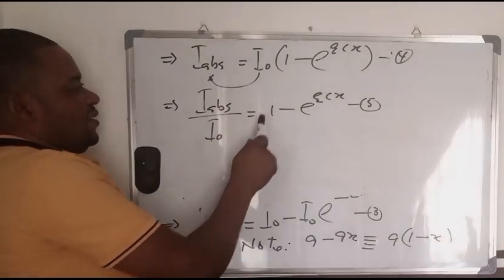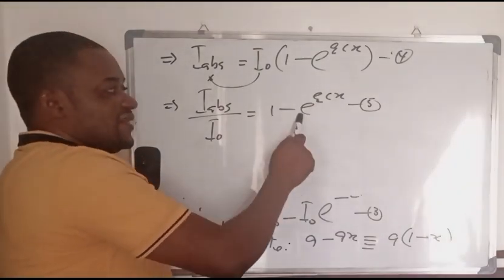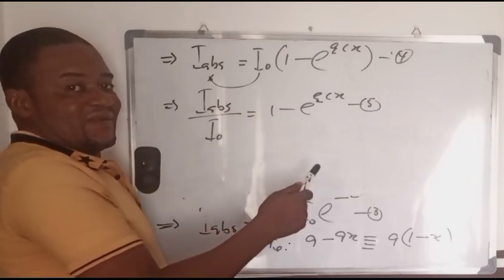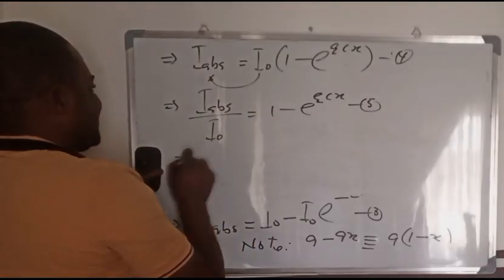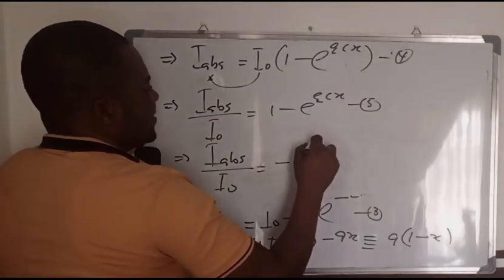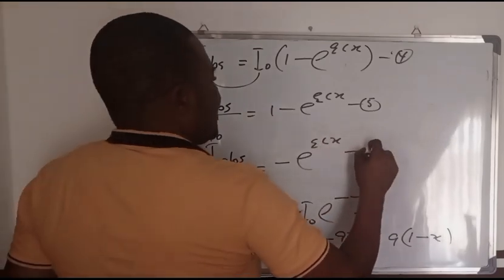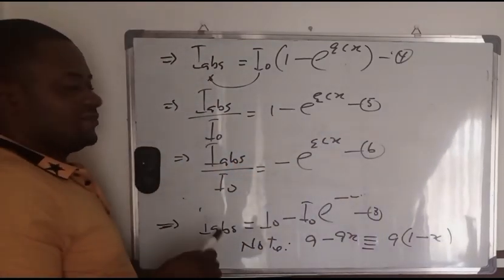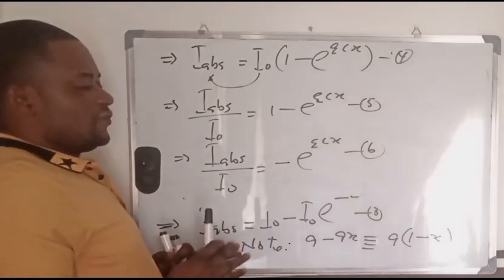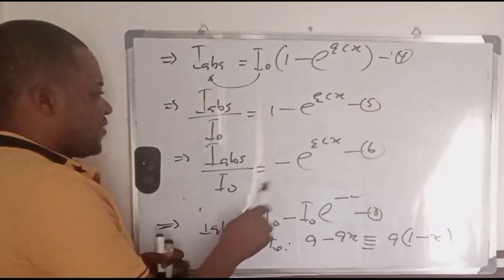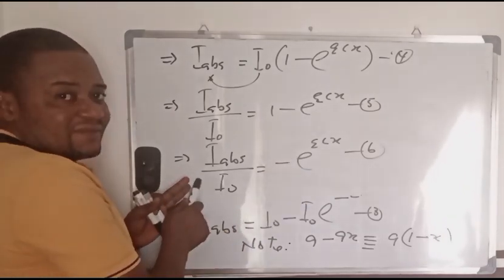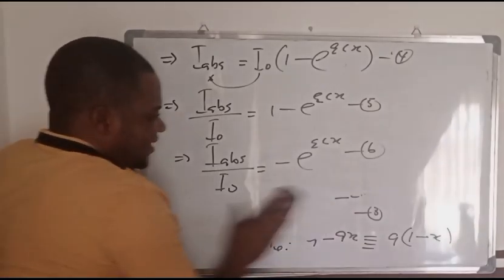Now, 1 minus this, the whole of this is greater than 1. So 1 minus this will still give you a negative sign. In that way, we can still write the equation as this over I0 equals what? Minus e exponent this. This gives us equation 6. Now with this equation, what we simply need to do is to remove this away, and when we remove this, we'll introduce the logarithm sign.